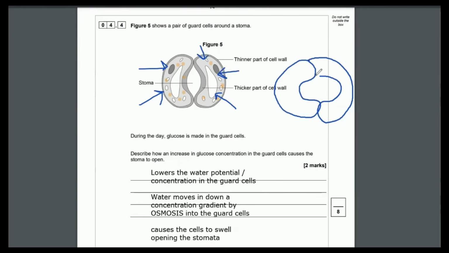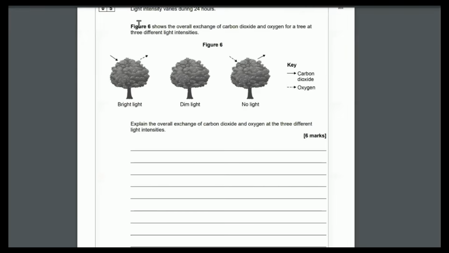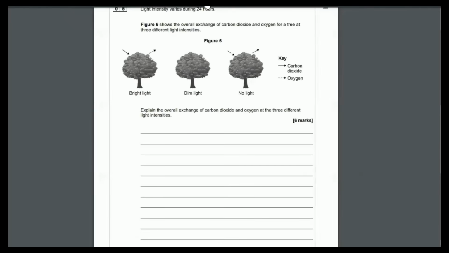The thicker inner wall curves around the stoma. And if you're ever asked, how does this mechanism work? It's because it has a thin wall on the outside and a thick wall on the inside. It's about all you got to remember.